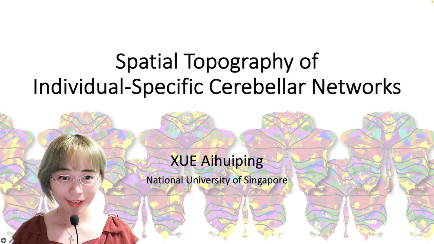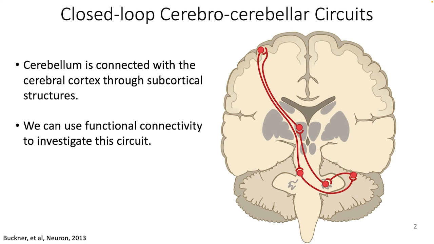In today's talk, I am delighted to share our research on individual-specific cerebellar networks. Our study first explores the detailed organization of the cerebellum using two intensively sampled participants. Then, we expanded our investigation to include a more extensive dataset, allowing us to quantify the individual differences of cerebellar networks. The cerebellum is connected with the cerebral cortex through this closed-loop cerebral-cerebellar circuit.